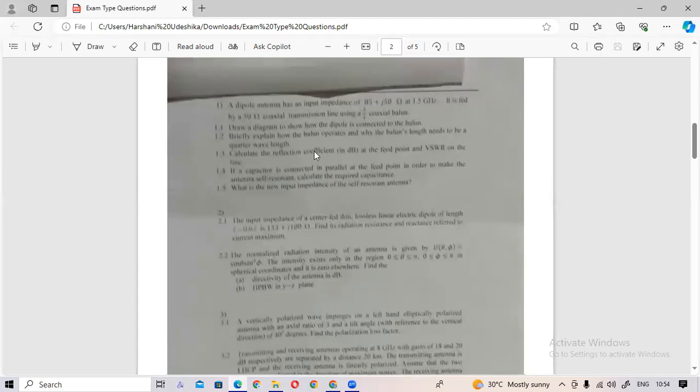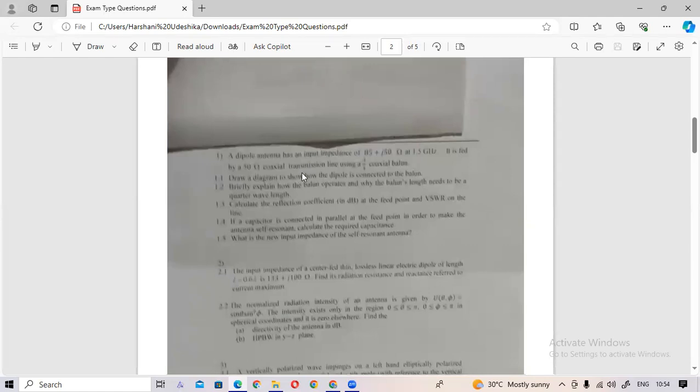So you have to thoroughly study the matching techniques, especially the 1 to 4 balun matching techniques, and maybe the lambda by 4 coaxial balun. So there are some kinds of baluns. You need to study those baluns, especially the 1 to 4 balun and the lambda by 4 balun. Study them carefully, and I think we have discussed the resonance of an antenna.